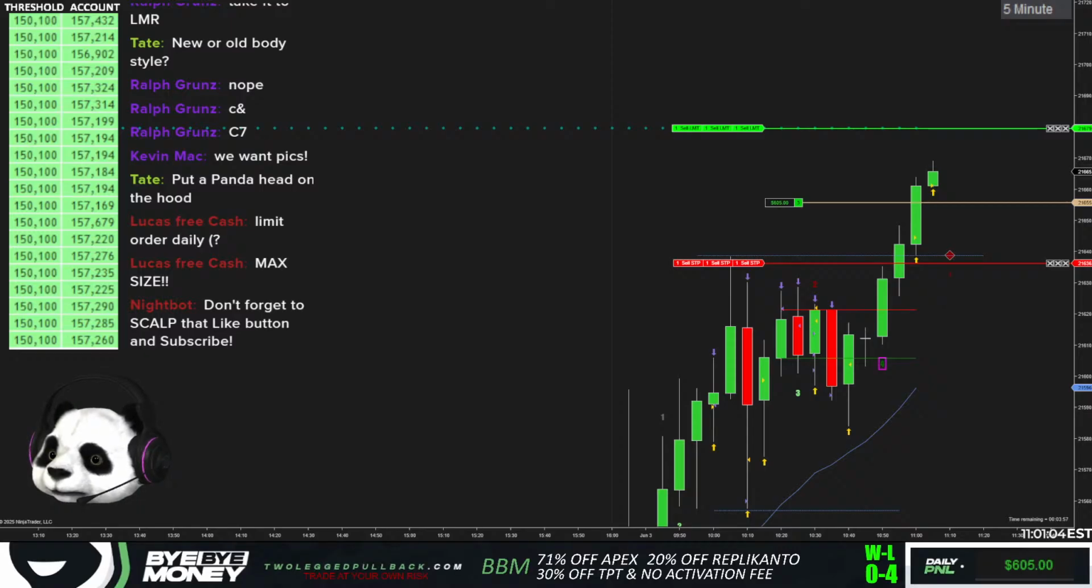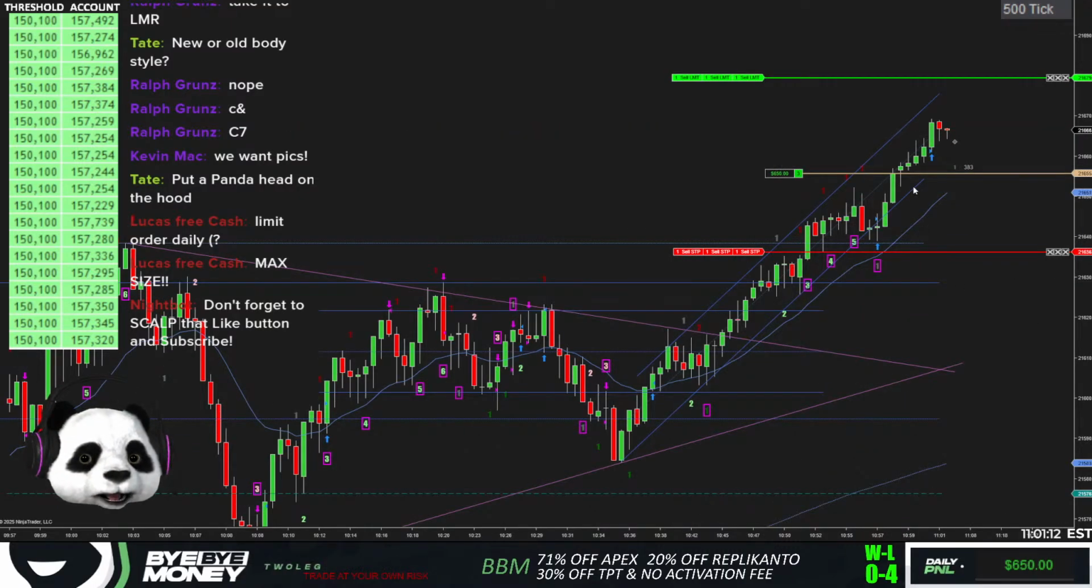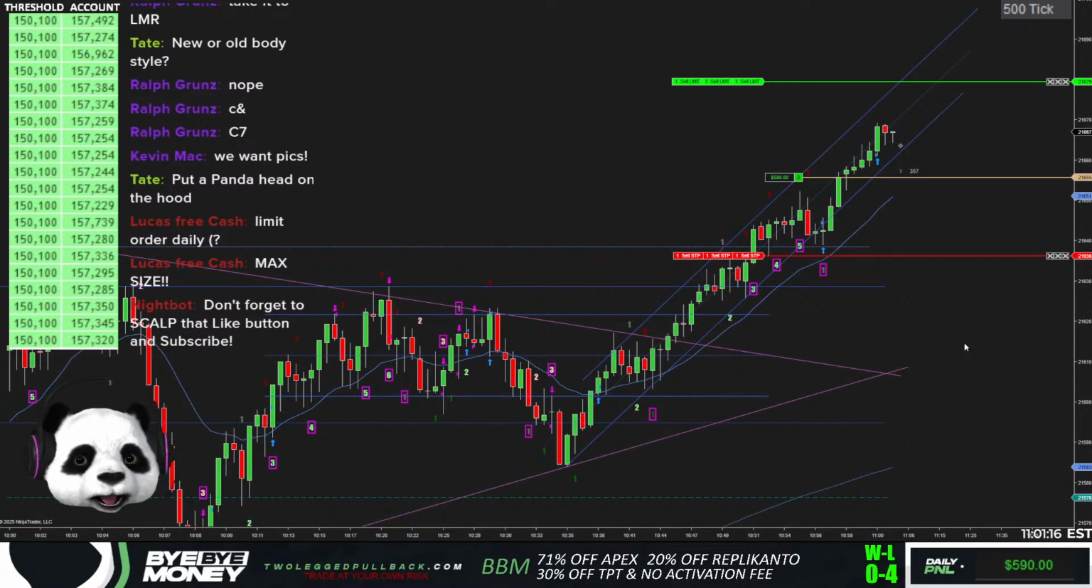On the 2,500 tick chart, another strong bull bar ending on its high. Multiple strong bull bars ending on their highs on the 2,500 tick. Let's see what the 500 tick looks like. It's just a small pullback bull trend right now.